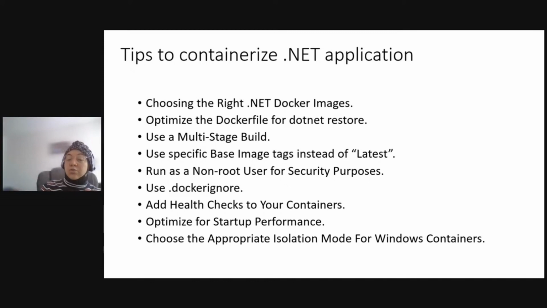Add the health check to your container. It's really important to have an idea about what happens to my container: at least I know if it works, and if it's not working, I can ask why. It simplifies things for a developer to check whether we have a problem or not. And we optimize the startup performance. As we said before, we can add multiple arguments to dotnet publish and more instructions to optimize startup performance. And if you are working with Windows containers, select the appropriate isolation.